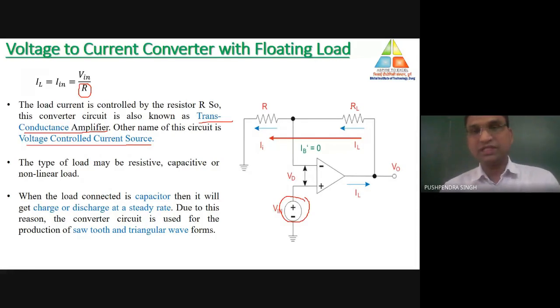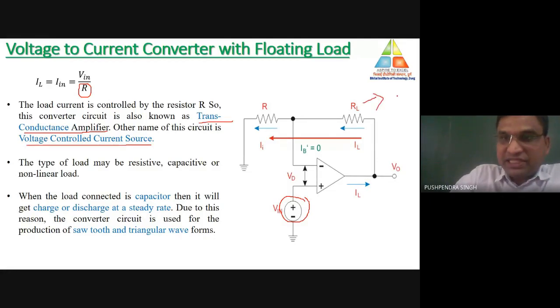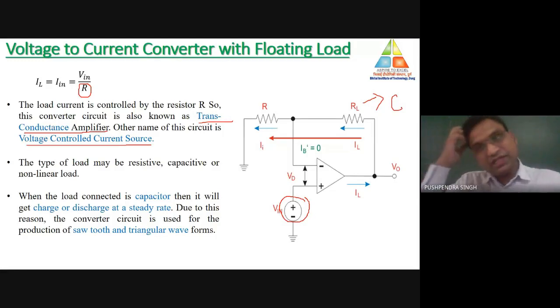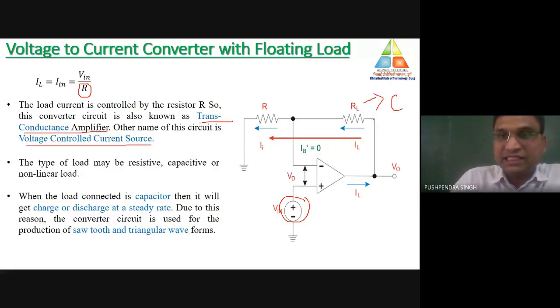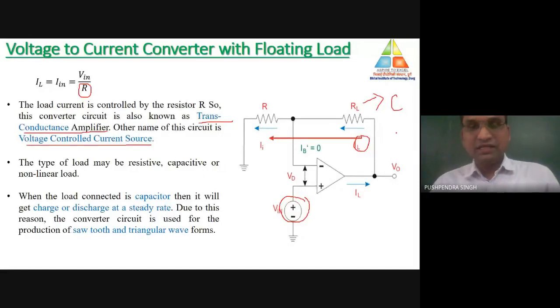So any kind of load resistance may be connected. If the load resistance is capacitive type, then the charging and discharging of that capacitor will depend on this load current. If the capacitor charges at a constant rate, then it can be used for the generation of a triangular wave. So with the help of this voltage to current converter, if the load is a capacitor, this circuit can also be used for the production of sawtooth or triangular waveform.